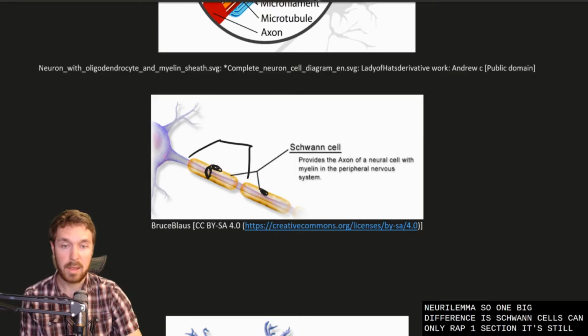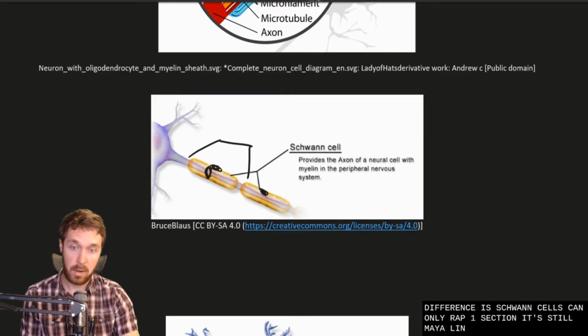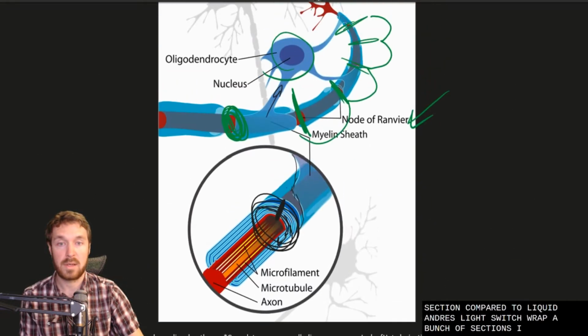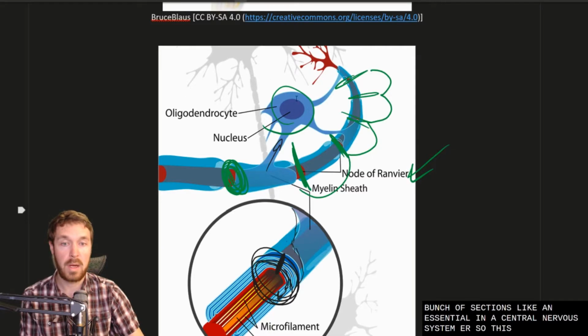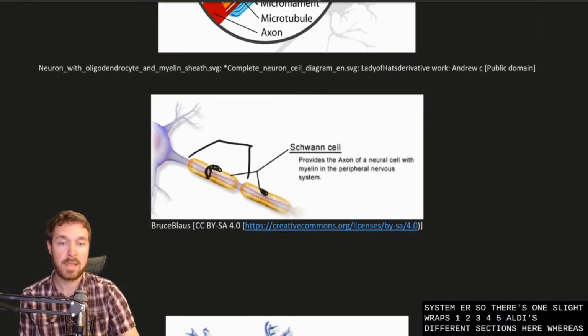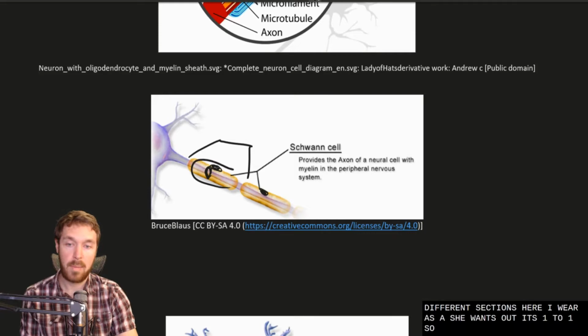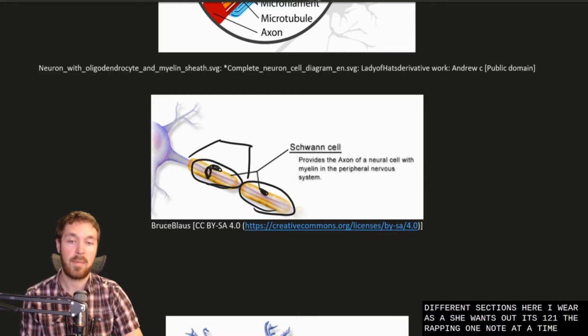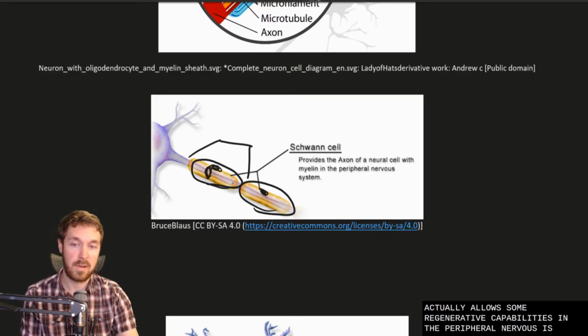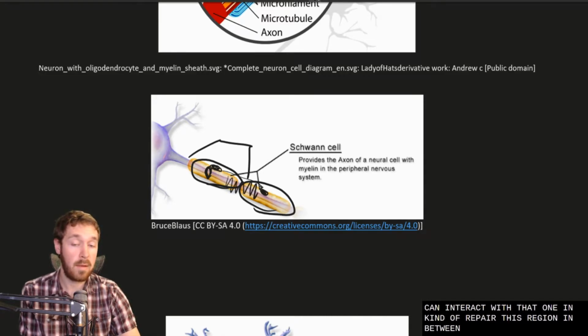It's still myelin, but it only wraps one section compared to oligodendrocytes, which wrap a bunch of sections, like in the central nervous system here. So one oligodendrocyte wraps 1, 2, 3, 4, 5, all these different sections here. Whereas a Schwann cell, it's one-to-one, so wrapping one node at a time. And that's really important in the peripheral nervous system, and actually allows some regenerative capabilities in the peripheral nervous system. So this neurolemma can interact with that one and kind of repair this region in between if there's damage.